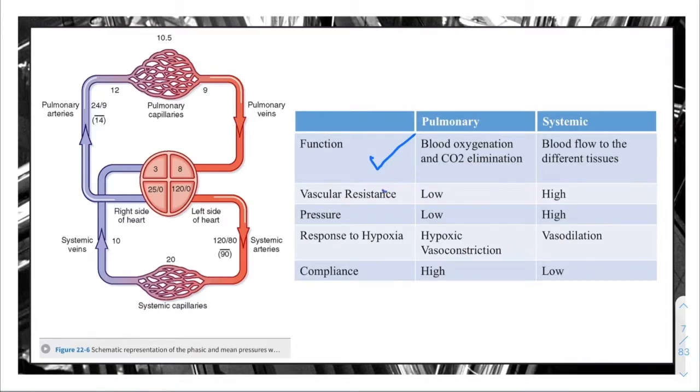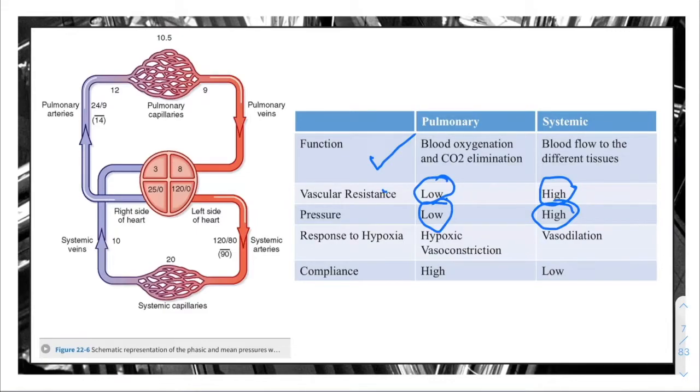Your vascular resistance, remember that in the pulmonary circulation you have a low vascular resistance, and in the systemic circulation you have a higher vascular resistance to drive blood, or to propel blood, to the different parts of the body. So the pressure inside the pulmonary circulation is low, and you have a high pressure in your systemic circulation.